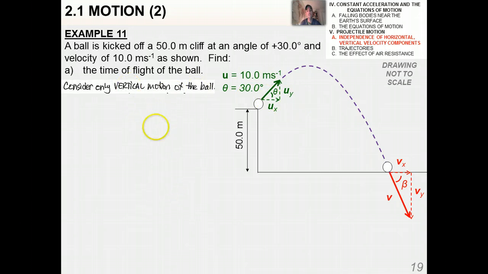Okay, so again, the time of flight of the ball. I'm only going to consider the vertical motion of the ball, but it's more complicated now because what I have to do is calculate the amount of time it takes for the ball to get up to the top of its trajectory. That's going to be basically one problem. And then from there, I have to find the amount of time for the ball to get from the very top all the way down to where it started plus 50 meters farther.